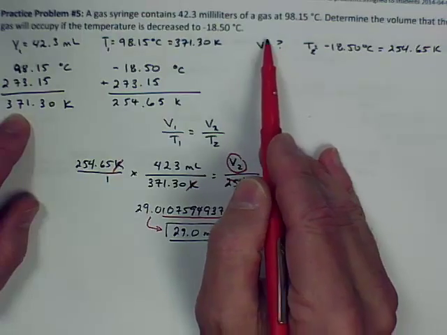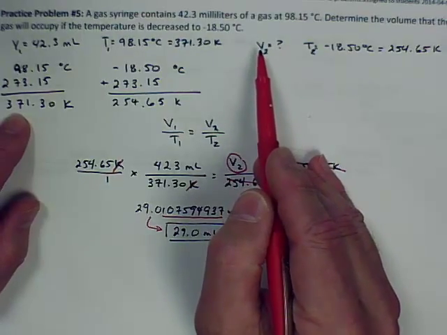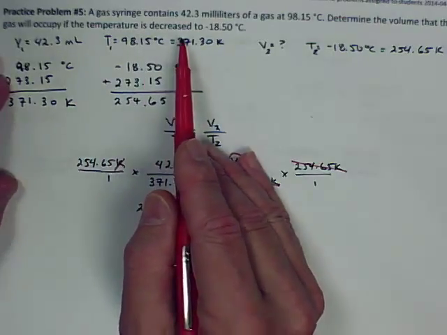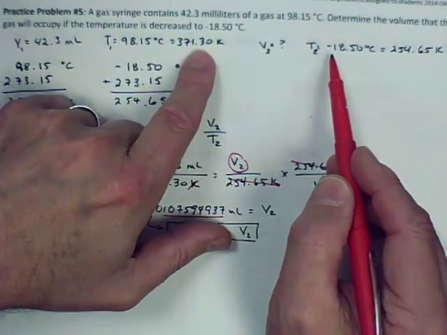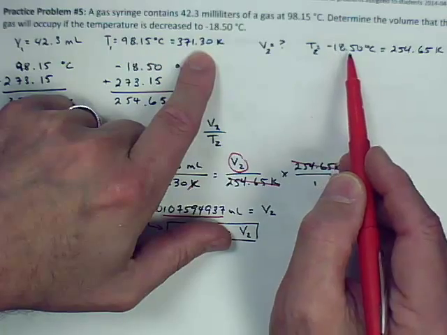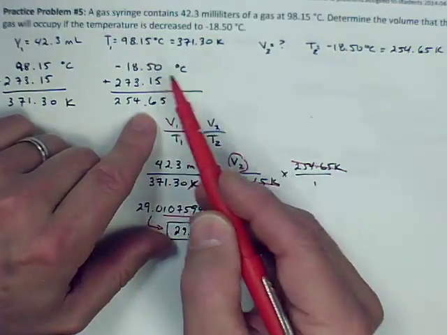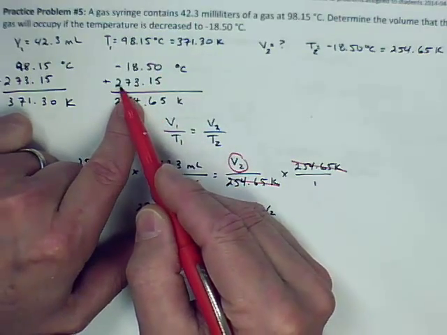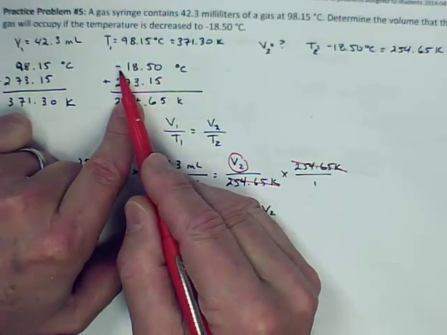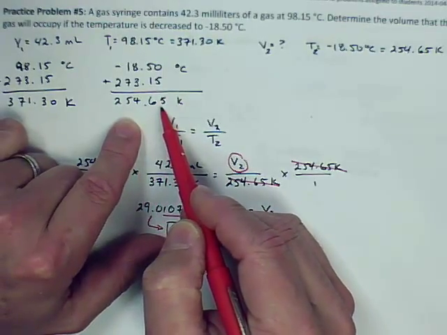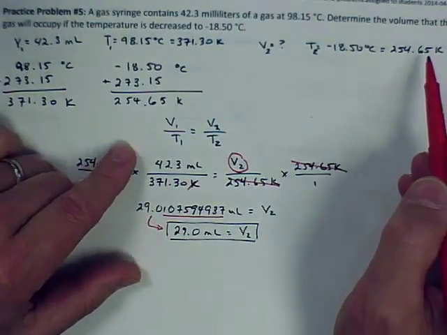Determine the volume, so I've got a volume with a question mark here to know that's what I'm trying to find. The volume the gas will occupy if the temperature is decreased, so I'm decreasing the temperature, second temperature, to negative 18.50 degrees C, which I had to convert to Kelvin. And here's the math for that. 273.15 minus 18.50 gives you 254.65 Kelvin. That's what I have here.